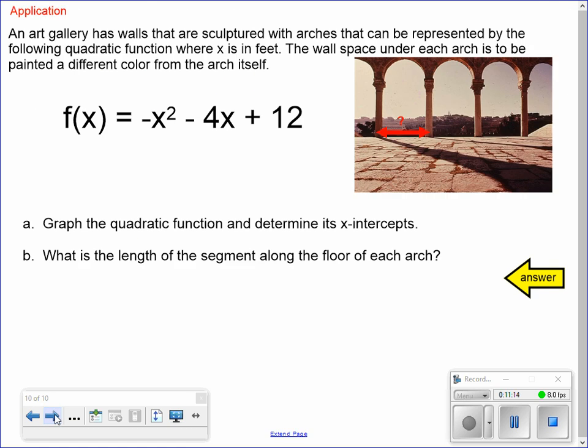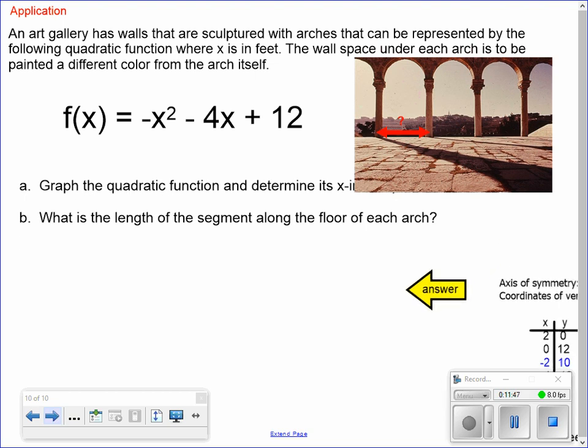Alright. An art gallery has walls that are sculpted with arches that can be represented by the quadratic function, where x is feet. Wall space under each arch is painted a different color. In order to solve this one, you would graph the quadratic function to determine its intercepts. So remember that if we're graphing in standard form, find the axis of symmetry, negative b over 2a. Use that to find the vertex.